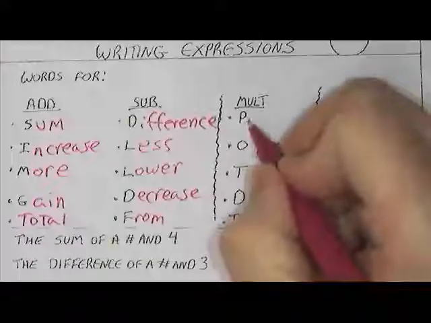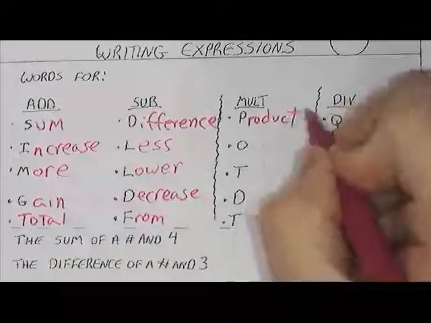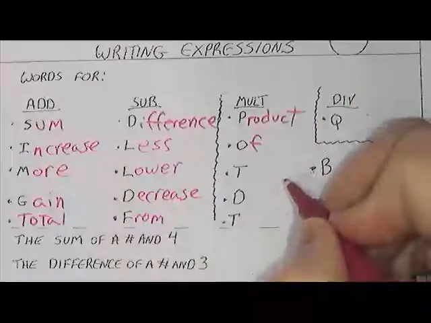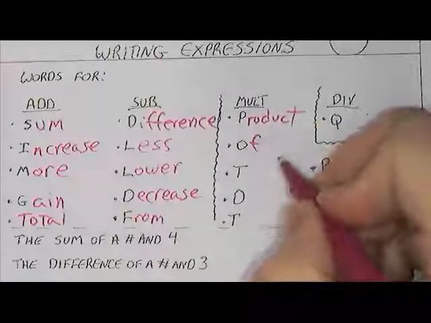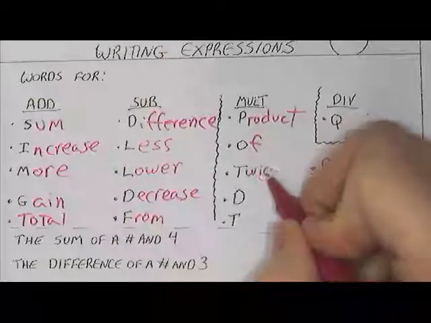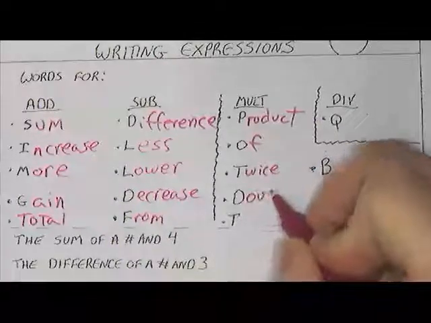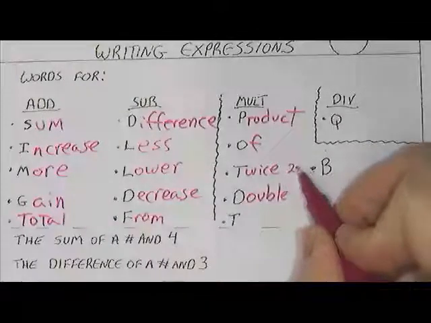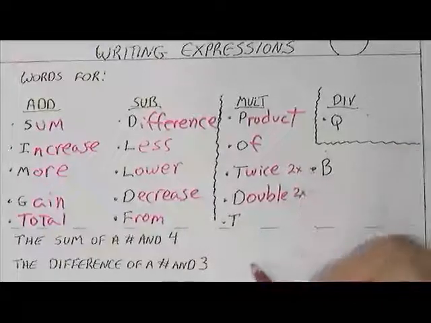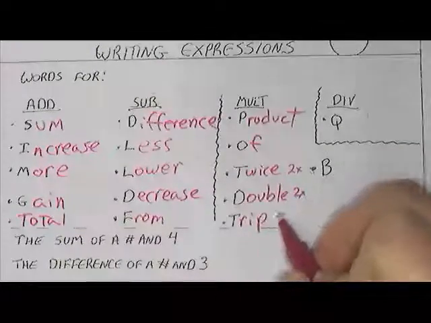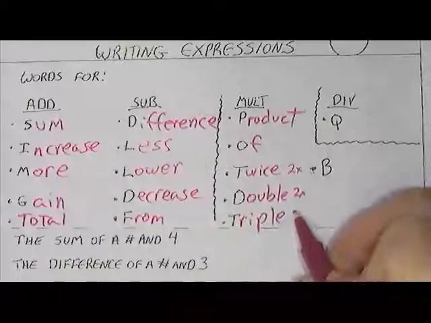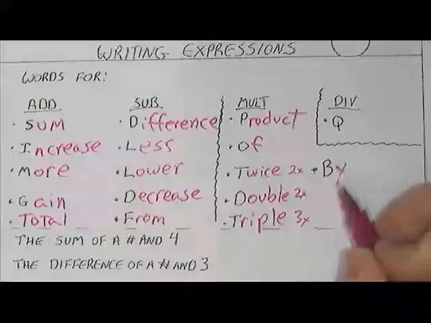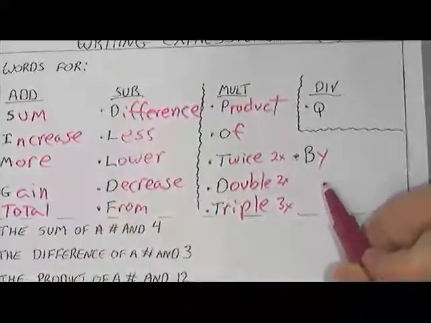For multiplying, we have the words like product. That's a typical word you hear in math. Of, like half of something, 1/3 of something, you multiply it. Twice, these are common ones you'll see. Double, twice means 2 times. Double means 2 times. Maybe you might see this, triple. Triple means 3 times. Another one is by.